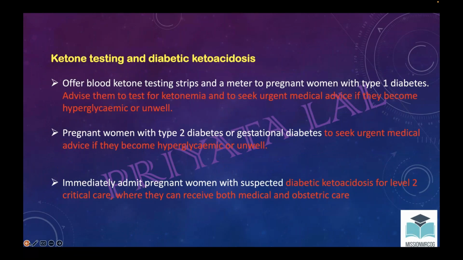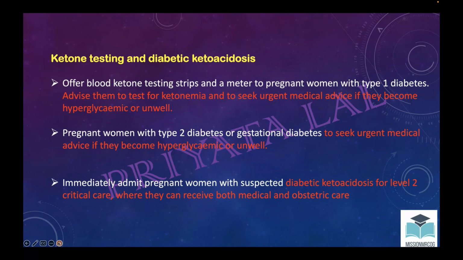Okay. Now, ketone testing. Actually, we know hyperglycemia and ketones are usually the common complication associated with type 1 diabetes mellitus. So usually they are given ketone strips. When the patient feels unwell, they will do ketone testing, and if the test comes positive, they will seek urgent medical advice. When the patient comes with diabetic ketoacidosis, they have to get admitted in level 2 critical care, which is when one system support is required. So this is about diabetic ketoacidosis and ketone testing.